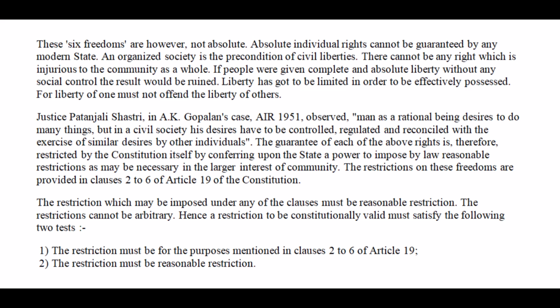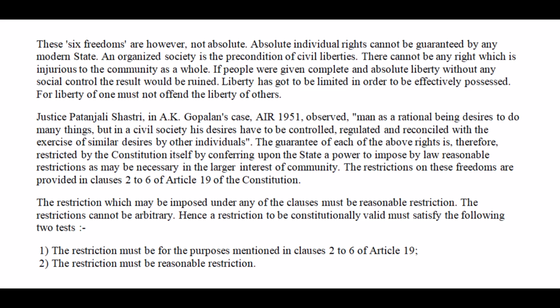Justice Patanjali Shastri, in A.K. Gopalan's case, AIR 1951, observed: man as a rational being desires to do many things, but in a civil society his desires have to be controlled, regulated and reconciled with the exercise of similar desires by other individuals.